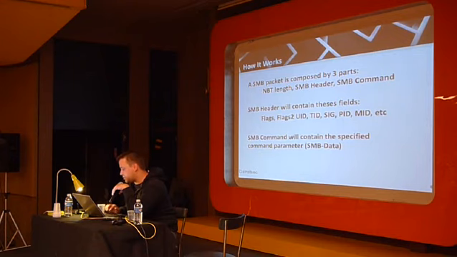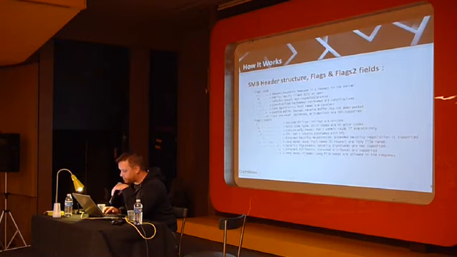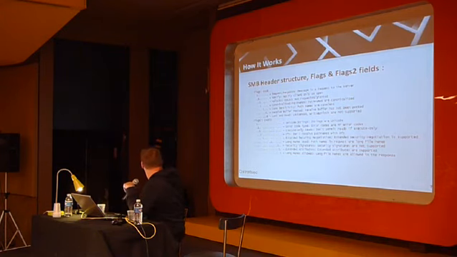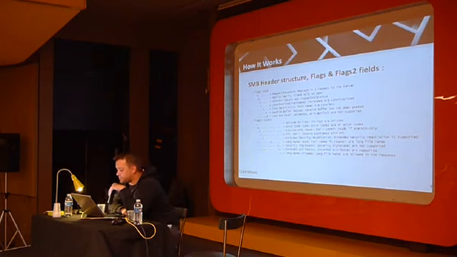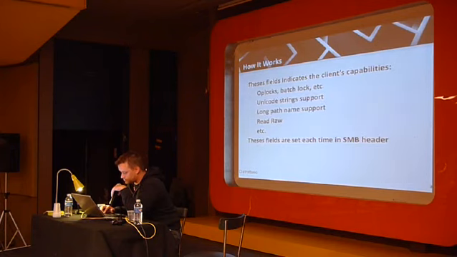The SMB header is sent all the time. It's almost the same for all communication and all commands on SMB. Flag 2, I don't know if you can see it well, lets you specify if you can talk Unicode, for example, if you can understand extended attributes, long path names. Basically, we set this with the server, just making sure that everything will be fine for the further communications.